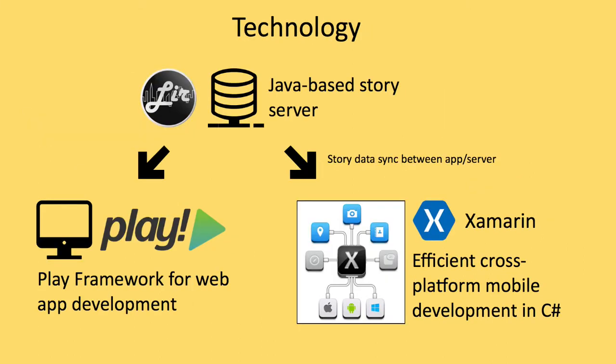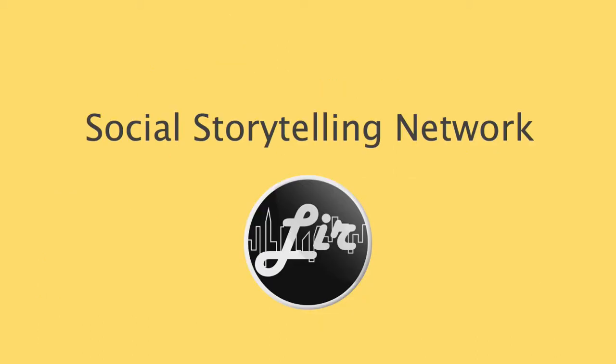The technology behind Lost in Reality includes things like a Java-based server where we store user information and stories, use a Play framework for app development, and we're doing cross-platform development for iOS, Android, and Windows on Xamarin. We're developing a social storytelling network which connects people, emotions, and locations together.